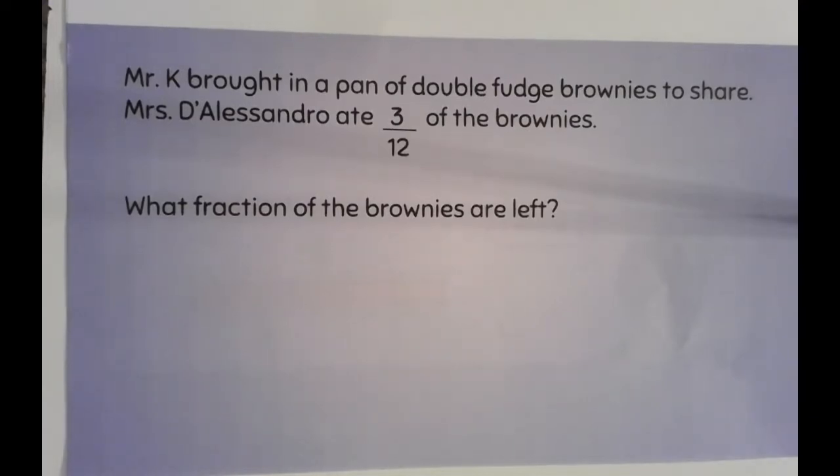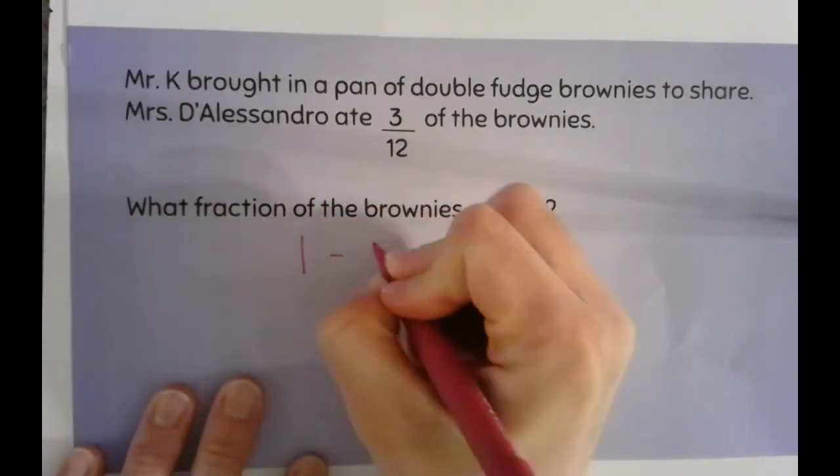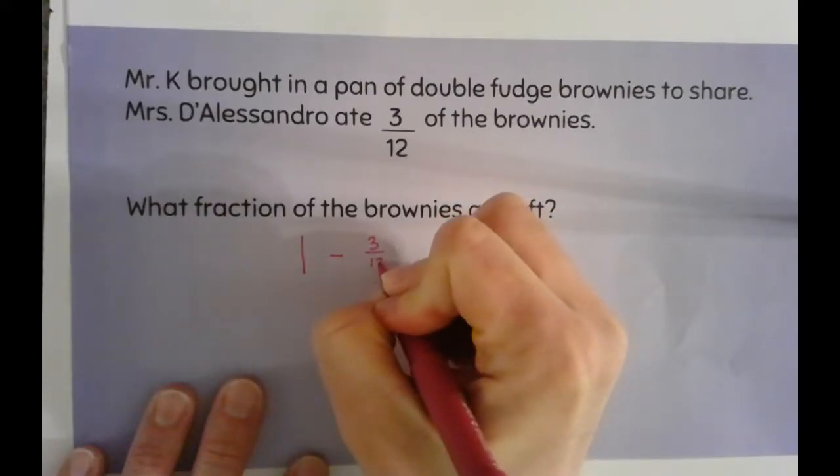So let's think about what would make sense here in this problem. We started with a whole pan of brownies. So we started with one whole. That's important to think about because we always have to think about what we're starting with, and then we would take away the amount that was eaten. So we would be taking away the 3/12. So I could show it like this. I could say that I had one whole and I took away 3/12.